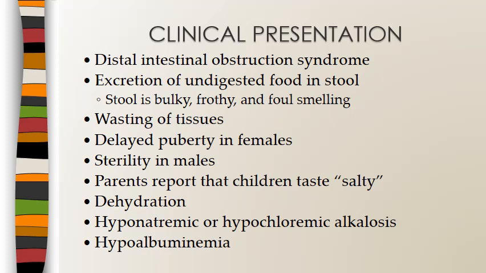Once again, they will have stool that is bulky, frothy, and foul-smelling. That has to do with their inability to digest fat. Also, if you looked at them in the toilet, they would float because they have a lot of fat content. They have wasting of their tissues. We'll see delayed puberty in females.